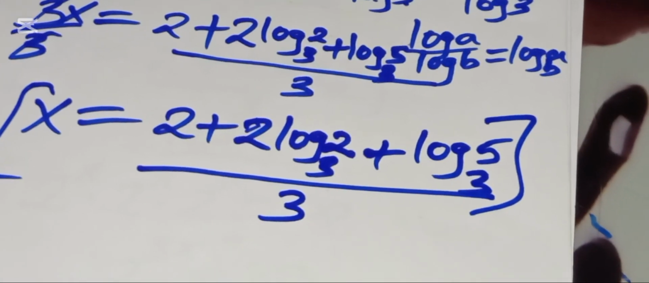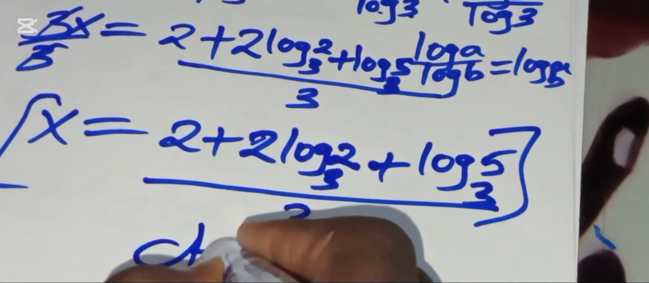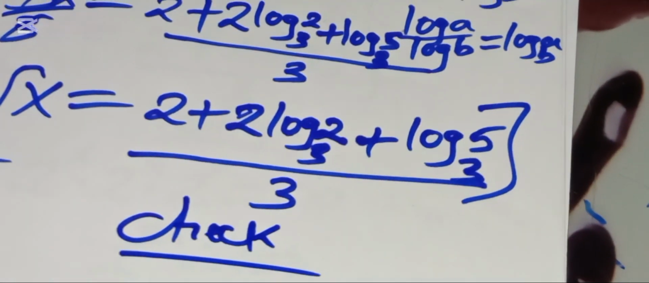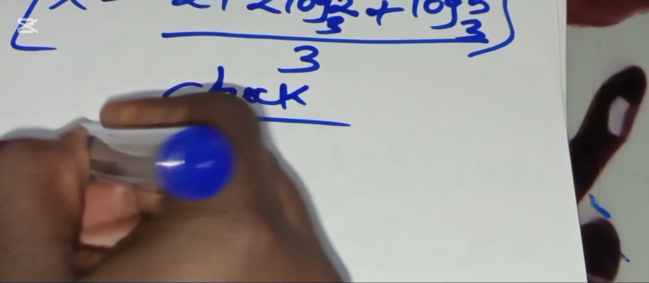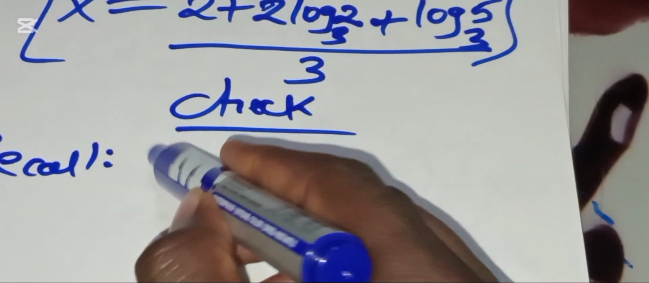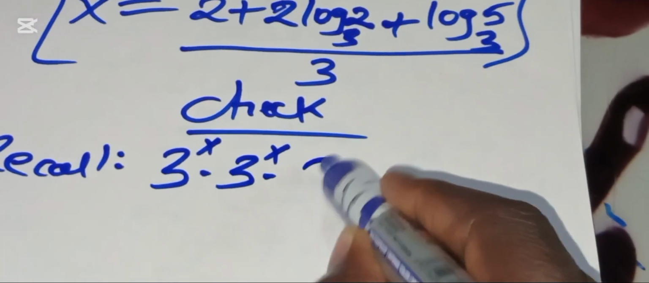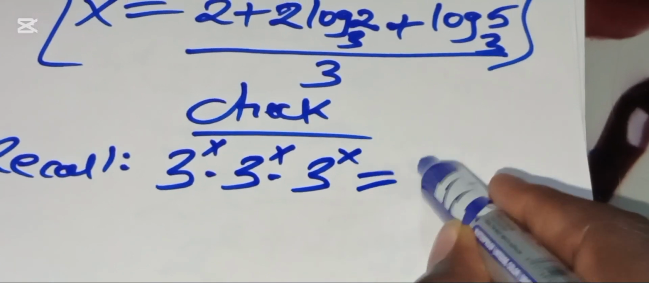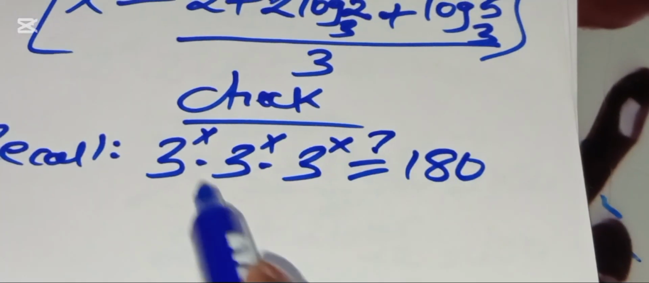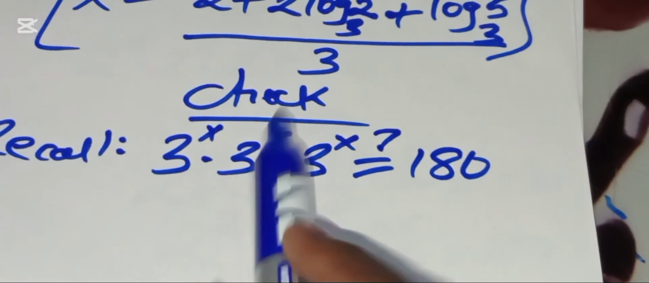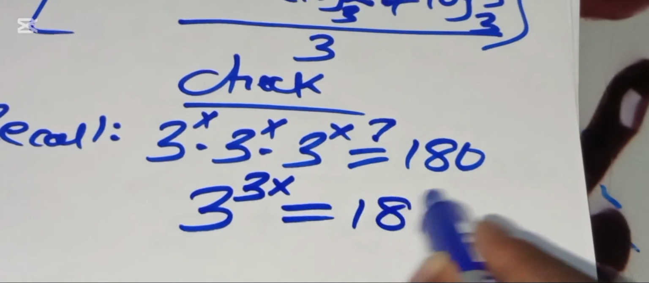And let's verify that this value of x satisfies the equation. Okay, let's check. Now, if you recall, we had 3 raised to power x multiplying by 3 raised to power x multiplying by 3 raised to power x. This is supposed to give us a value of 180. Simplifying this as 3 raised to power 3x, this should give us a value of 180.